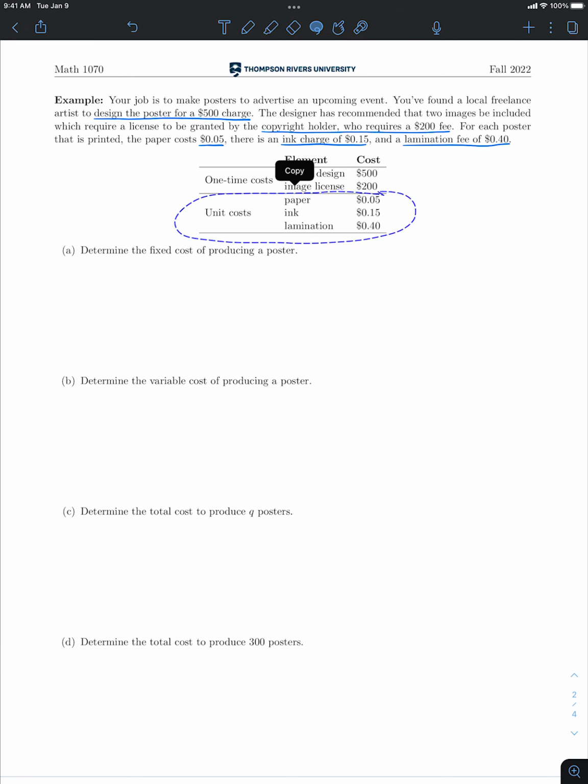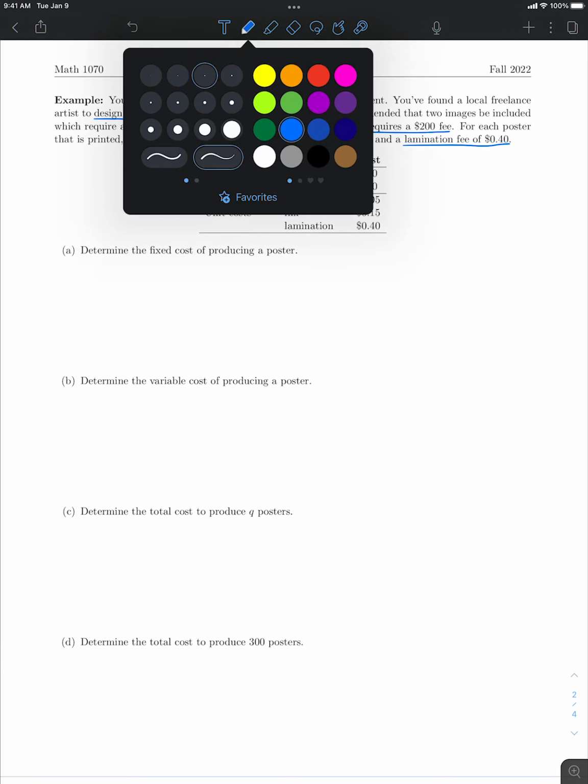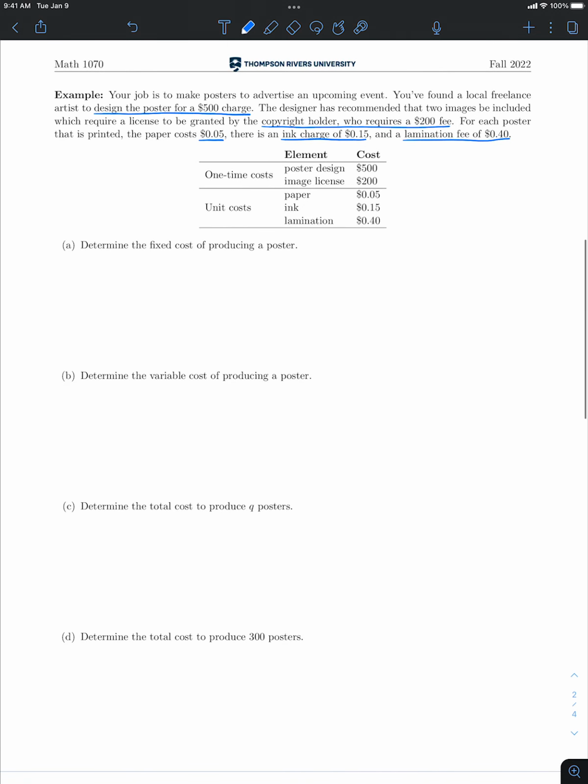Okay, so the first thing we're going to do is determine the fixed cost of producing a poster. Well, we've kind of already addressed this. For the fixed cost, we've got to pay for the poster design, the artist that we've hired. So that's going to be $500. But then we also have to pay for the license to use the two images that the designer has requested. So that's another $200. So that's going to result in a total cost of $700 for the fixed costs. That's our total fixed cost.